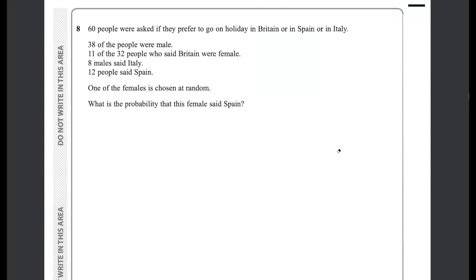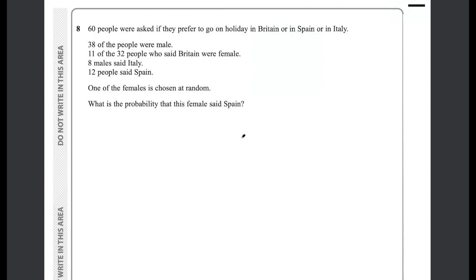All right, question 8 says 60 people were asked if they prefer to go on holiday in Britain or Spain or Italy. 38 of the people were male. 11 of the 32 people who said Britain were female. 8 males said Italy. 12 people said Spain. One of the females is chosen at random. What is the probability that this female said Spain?